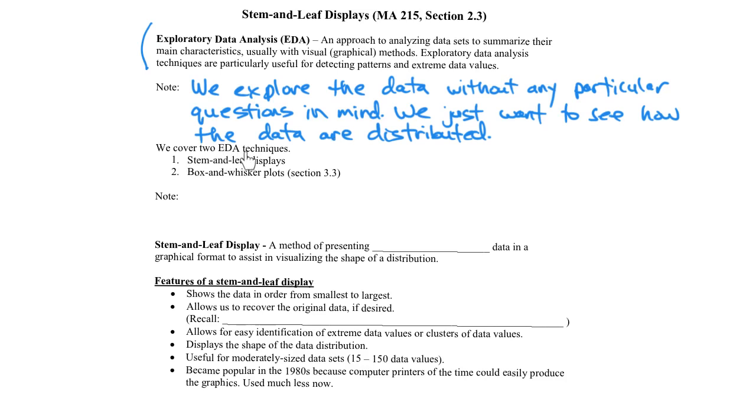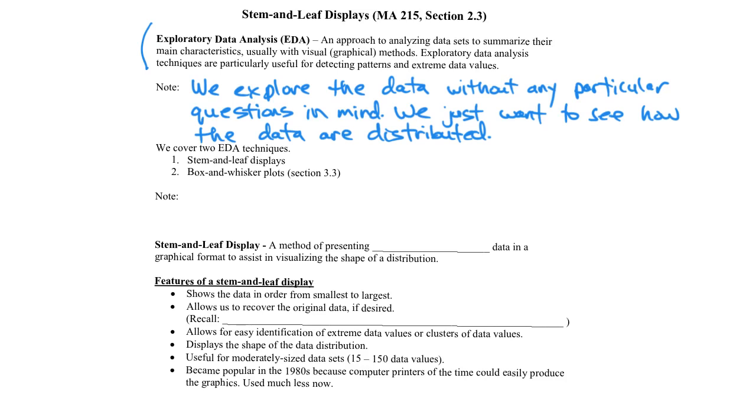So we cover 2 EDA techniques, exploratory data analysis techniques. We cover stem and leaf displays, which we're going to cover right now. And another one that you've probably seen before is box and whisker plots. These are a lot of times covered in algebra or some other math class, but we'll look at these in section 3.3. So today we've got stem and leaf displays. These are 2 of the main exploratory data analysis techniques.